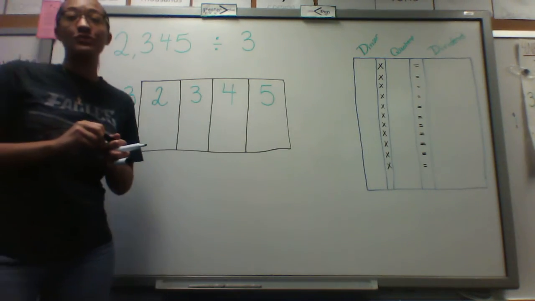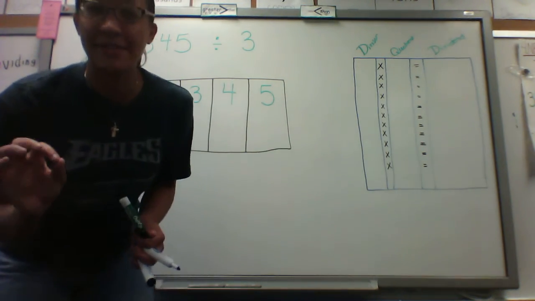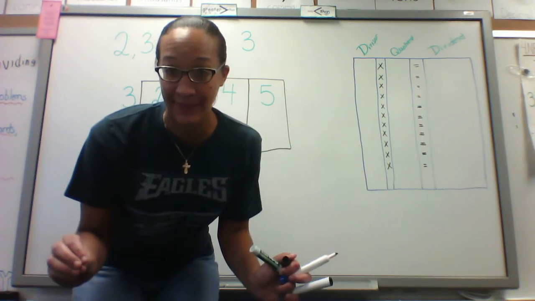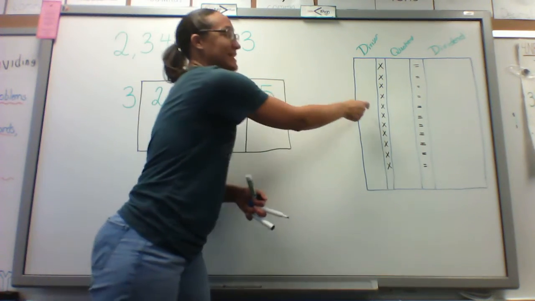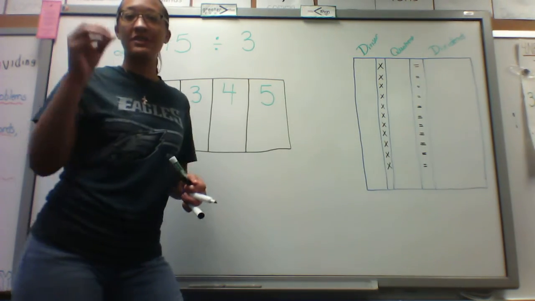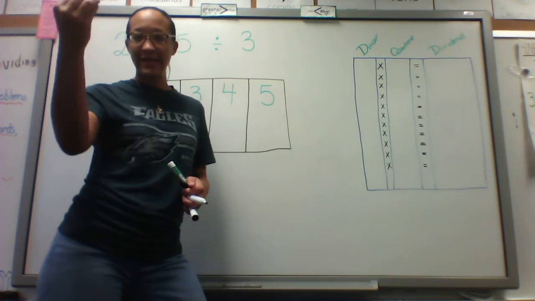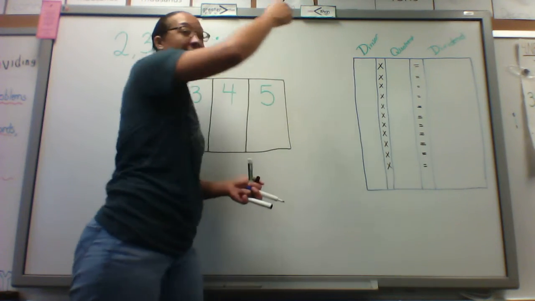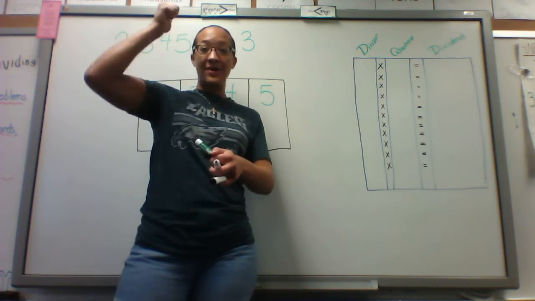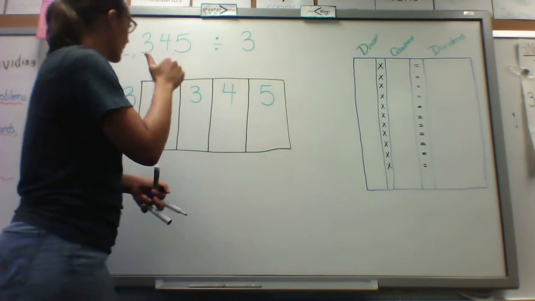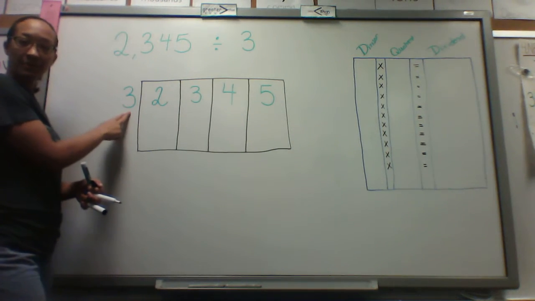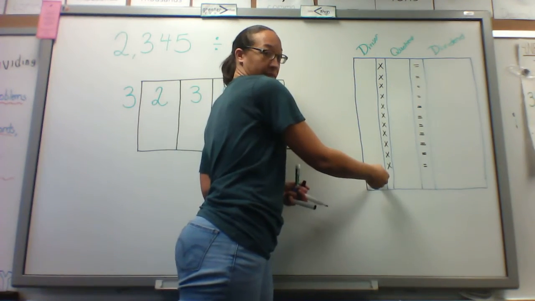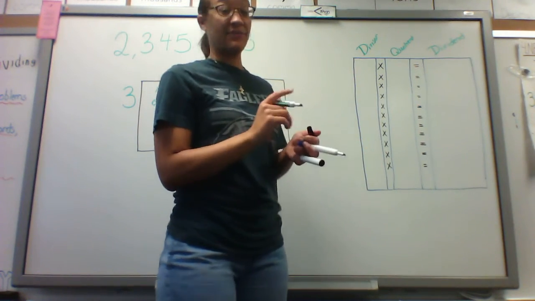Now, let me tell you something. If you always want to get it right every time, write your times tables. It works perfectly every time. So first I'm going to figure out my divisor. My divisor is the one on the outside, okay? What number do we have on the outside? 3. So we're going to write our times tables for 3. Okay, maybe I can have some kids fill it in with me.